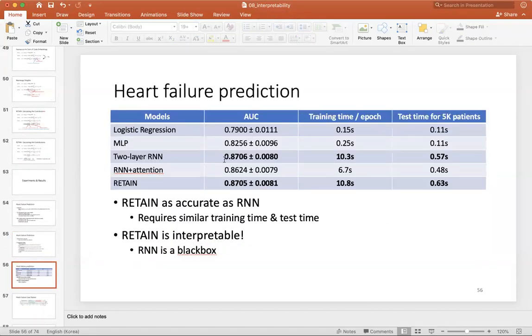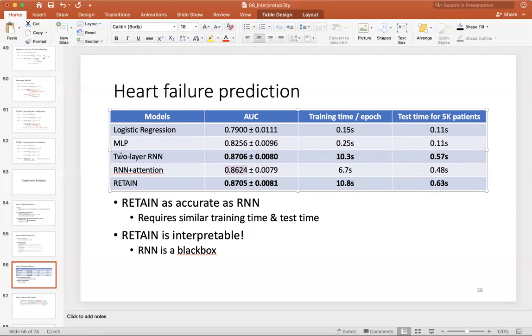You can see that they are pretty similar in terms of predictive performance. The vanilla 2-layer GRU has the highest heart failure prediction performance, 87% AUC. But RETAIN is almost the same, 87.05, 87.06. It's basically the same performance. And the typical RNN plus attention, the typical way of using attention on top of an RNN, is not doing so well. But again, there's no fundamental predictive performance difference between these three models.